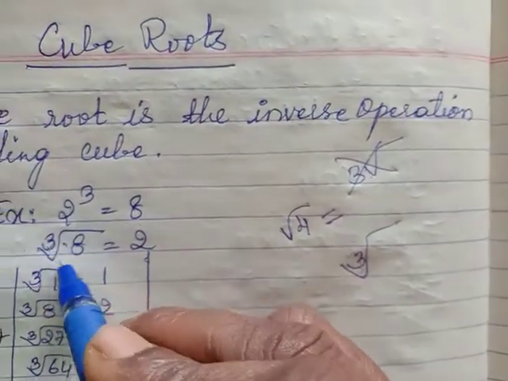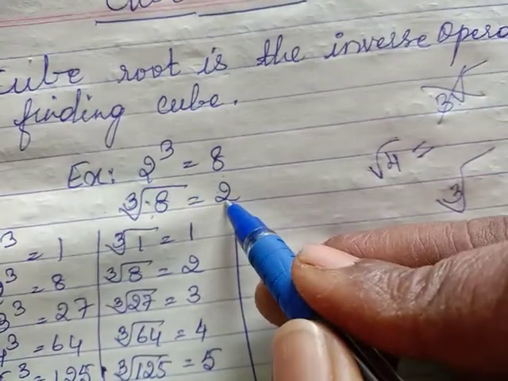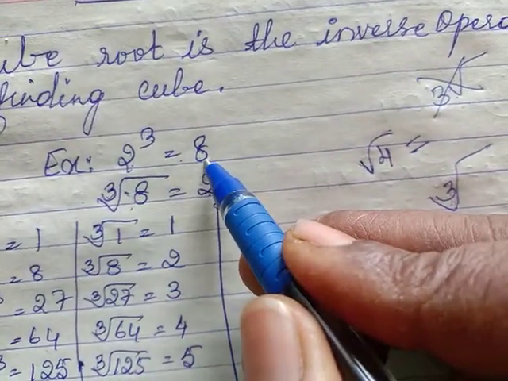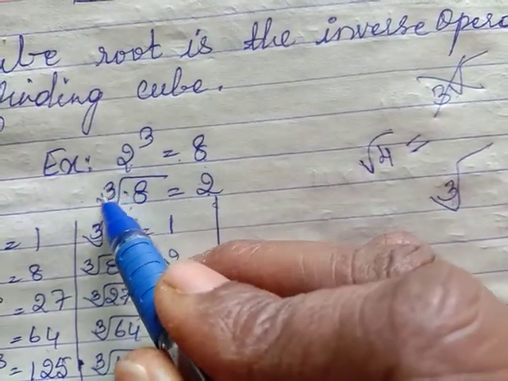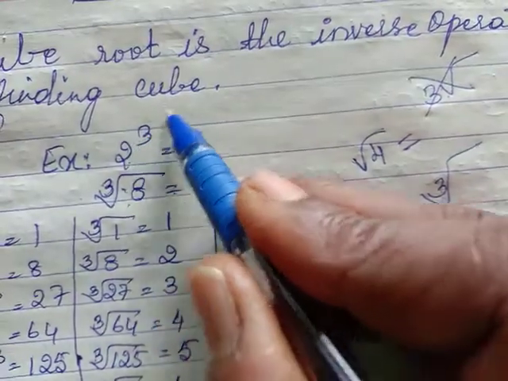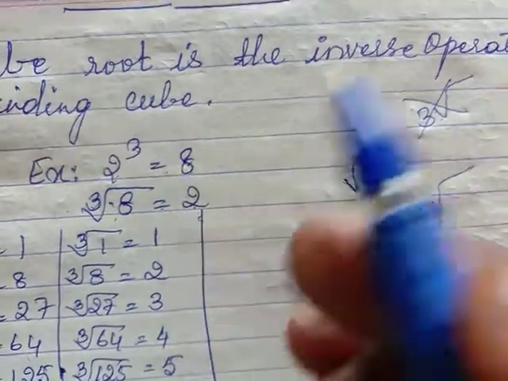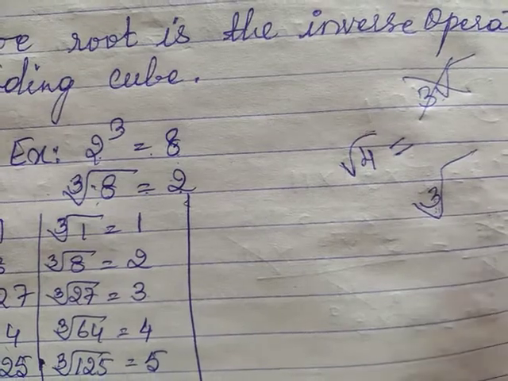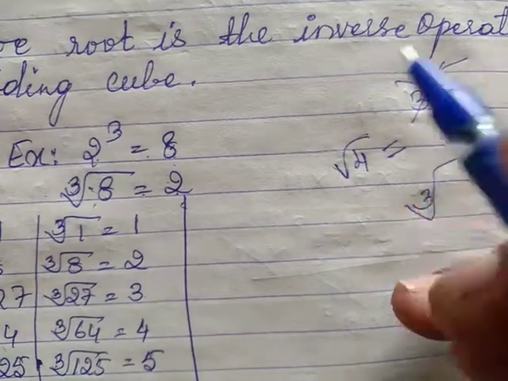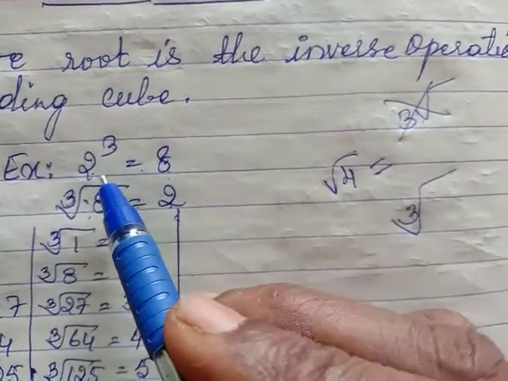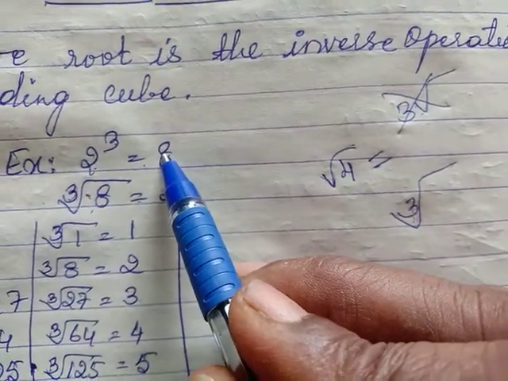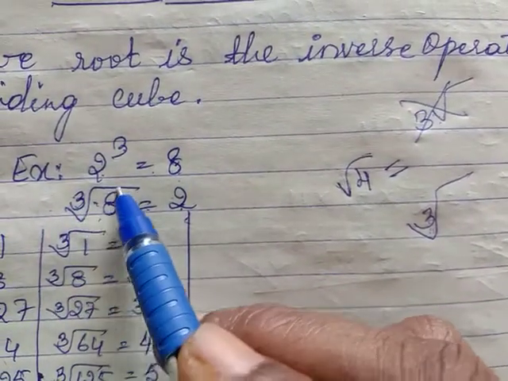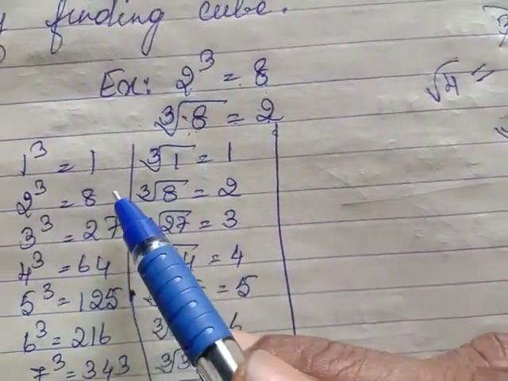So cube root of 8 is equal to 2. See, inverse process. 2 cube is 8. The inverse of this is cube root of 8 equals 2. Like plus and minus, when you take it to the other side of the equal sign, plus becomes minus, and minus becomes plus. So it is like that. Understood? 2 cube is equal to 8, but 2 is equal to what? If you take the 3 to this side, it becomes the cube root of 8.